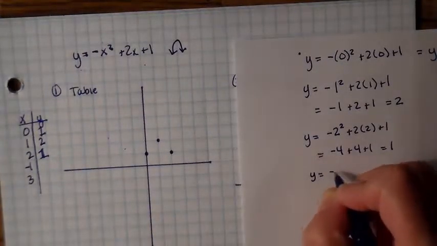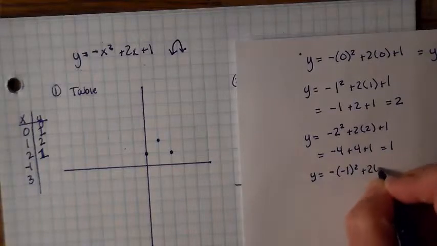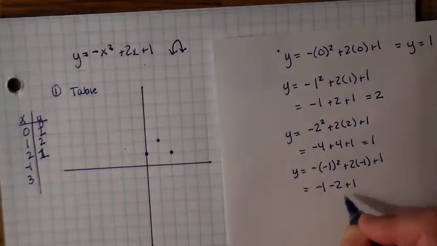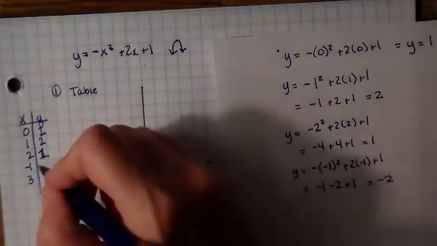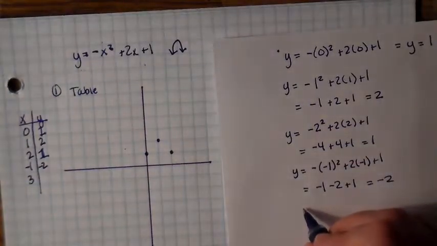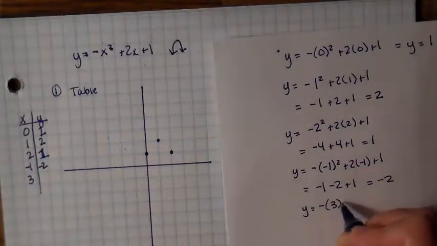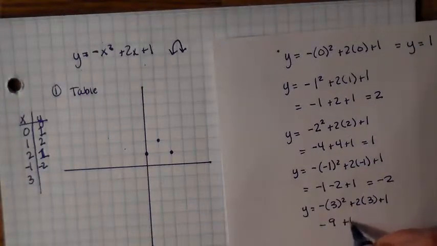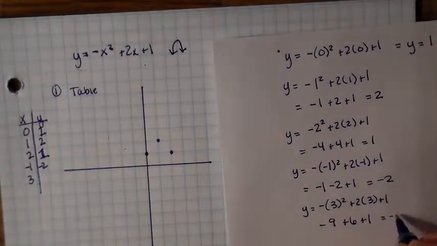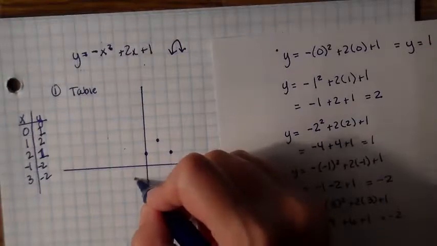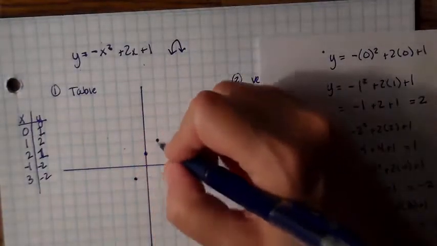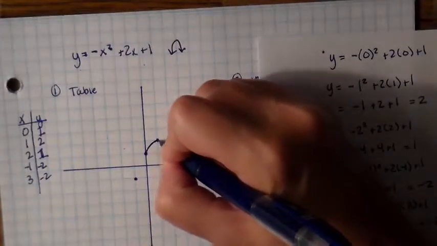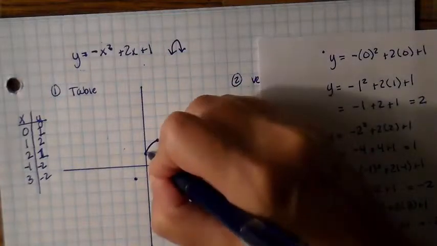So I get y is equal to negative of negative 1 squared plus 2 times negative 1 plus 1. That gives me negative 1 minus 2 plus 1. So that's negative 2. And since parabolas are symmetric, my 3 should also give me a negative 2. So I have negative 9 plus 6 plus 1. That equals negative 2. So here are my points. And the parabola is a curve, so you don't make a straight pointy line here, you curve around and come down like this.